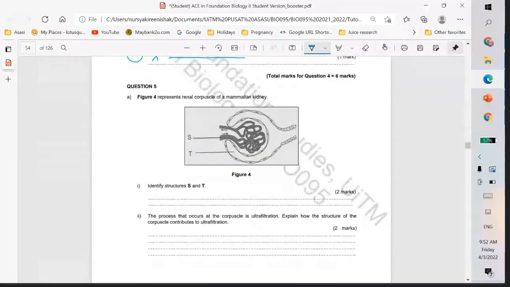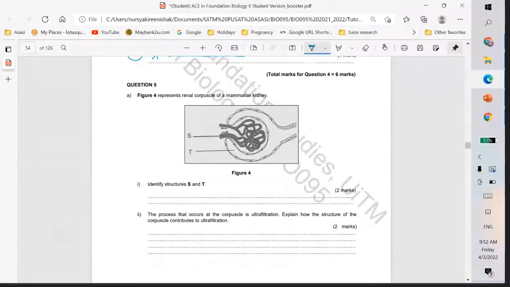Saya buat nombor 1. Okay, question 5, figure 4 represents renal corpuscle of a mammalian kidney. Basically, this is the structure of renal corpuscle. Renal corpuscle is the combination of glomerulus and Bowman capsule that is involved in the process of ultrafiltration. Ultrafiltration is the formation of glomerular filtrate in the Bowman capsule.